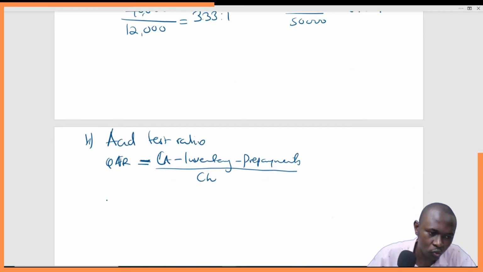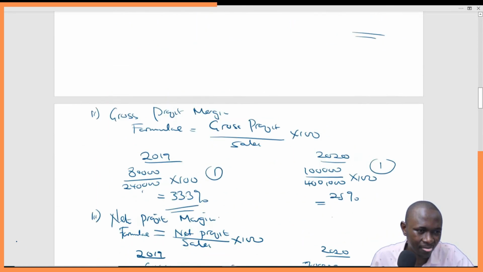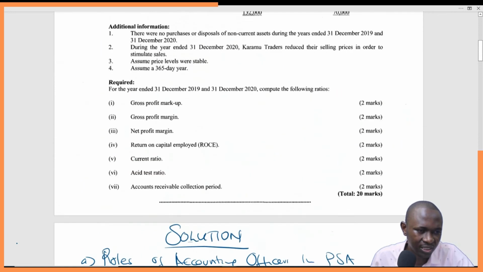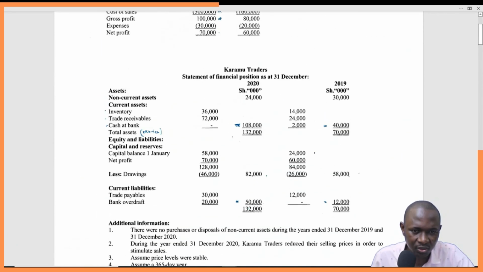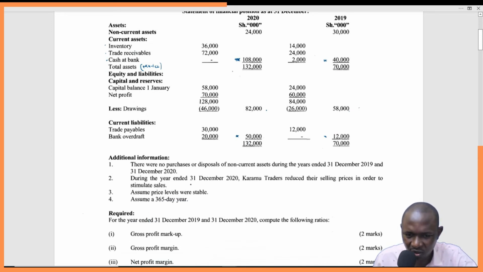So let's go to 2019 and 2020. What does 2019 have for us? 2019 is acid test ratio. So we simply come back here: inventory, trade receivables, cash and bank. Trade receivables are considered, this is your money, you can just ask and they pay. So here we'll only have 108 minus inventory because we don't have prepayments. Additional information, we don't have prepayments. So it's 108 minus 36.